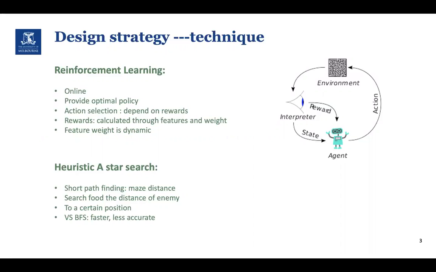Another technique we use is A-star. A-star is a heuristic search algorithm, which is used in the defensive agent and assists reinforcement learning to find the shortest path to food or an enemy. A-star uses shorter time for path finding than breadth-first search. Also, sometimes its accuracy is less than breadth-first search.